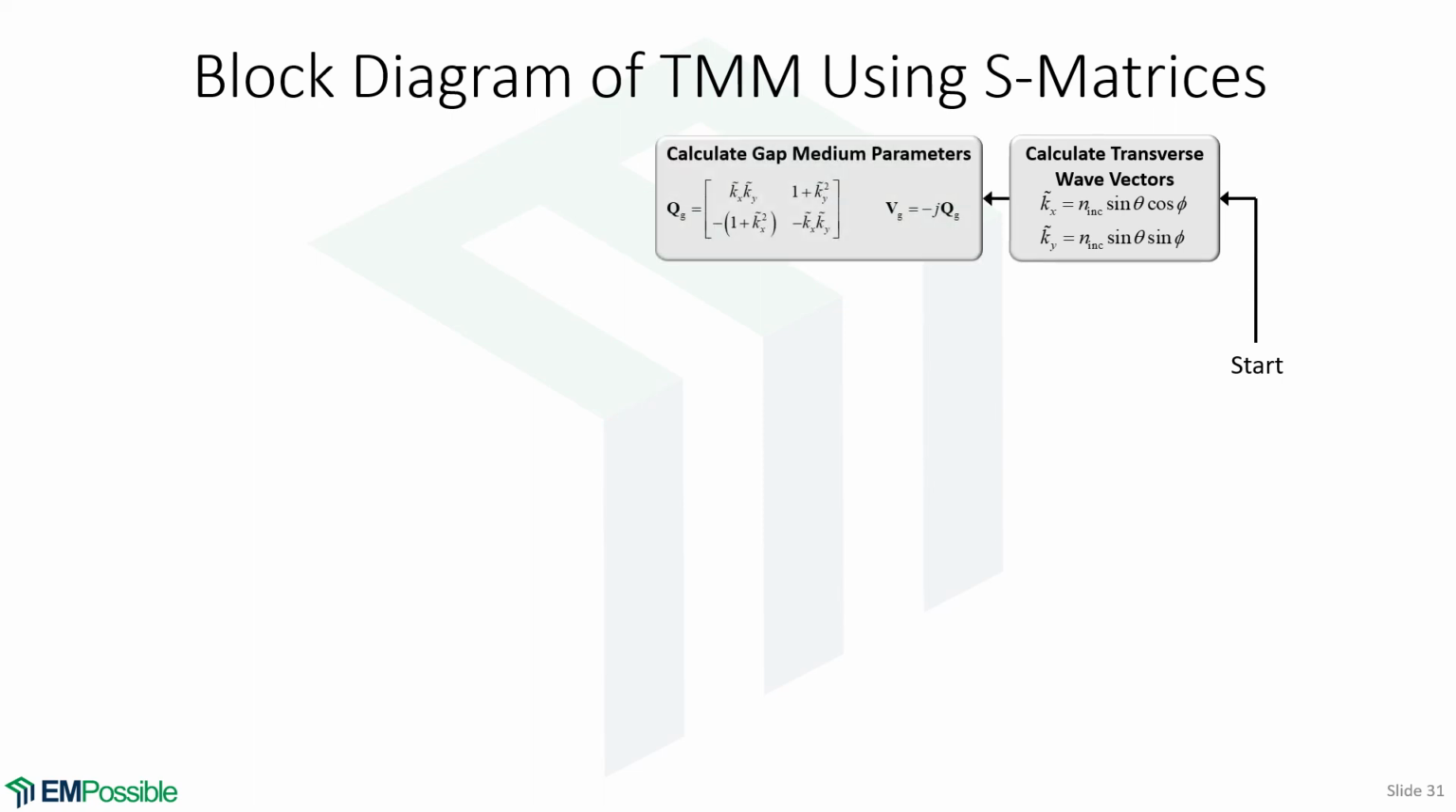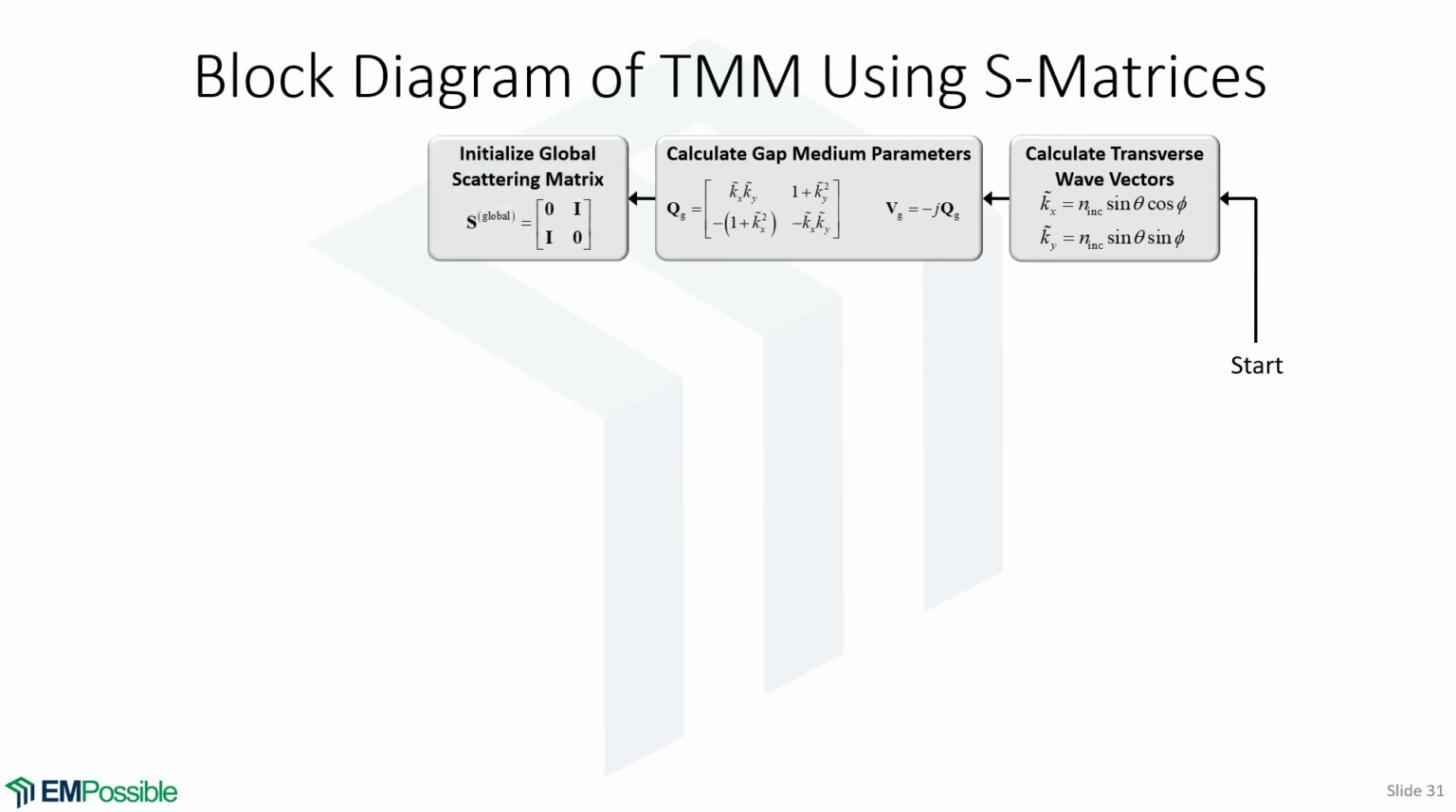At this point, we'll calculate our parameters for the gap medium. Remember, we had a special choice of mu and epsilon that will prevent Kz from going to 0, and our parameters for the gap medium reduced to this. And we'll be using those parameters when we get into the main loop and we're calculating all of our scattering matrices for the individual layers.